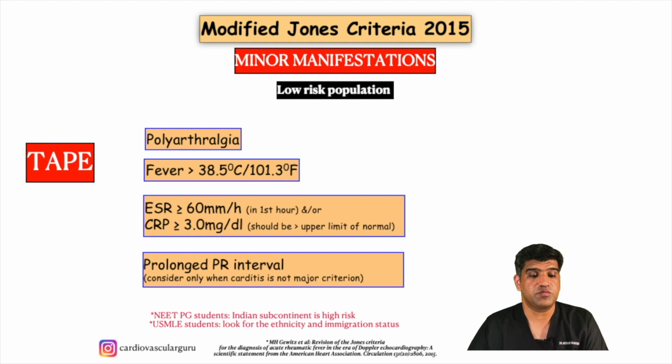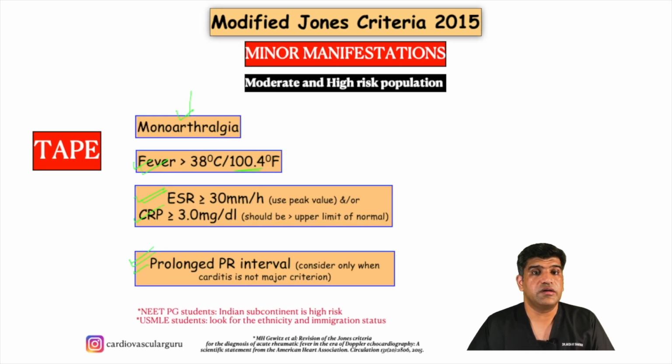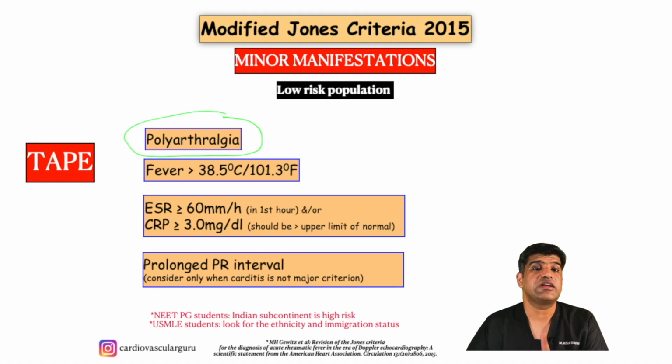Now, minor manifestations, low risk population: polyarthralgia. We saw in the previous slide, in the high risk population, monoarthralgia is minor, but in the low risk population, polyarthralgia is a minor criterion. The major criterion in the low risk population was polyarthritis, but polyarthralgia will be considered a minor criterion in the low risk population. A fever greater than 38.5 degrees Celsius or 101.3 degrees Fahrenheit, ESR greater than 60, CRP greater than 3 and a prolonged PR interval. So these were the 2015 modified Jones criteria.